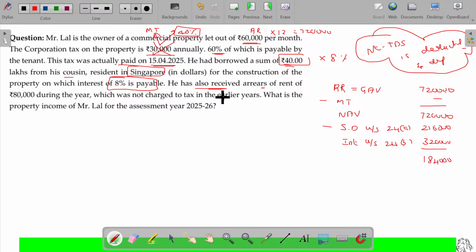He also received arrears of rent rupees 80,000 in the same year, which was not charged to tax in the earlier year. Due to the satisfaction of the rule number 4 conditions, we claim the deductions from the annual rent. As it was not charged earlier, on recovery of that, automatically it's taxable, but you can subtract 30%, balance will be taxable. Okay, so arrear rent.